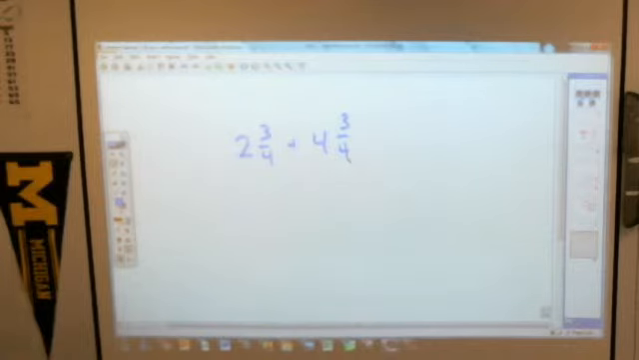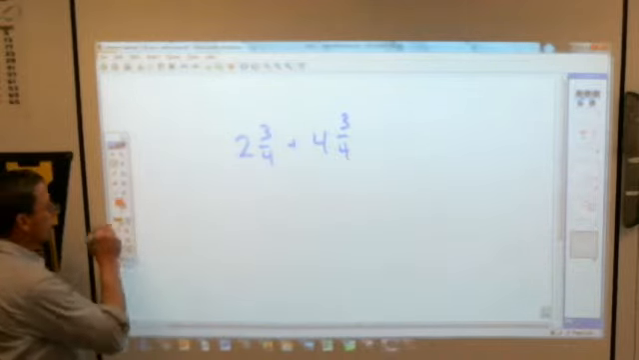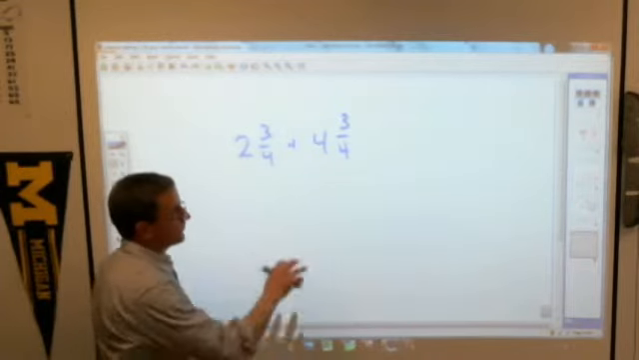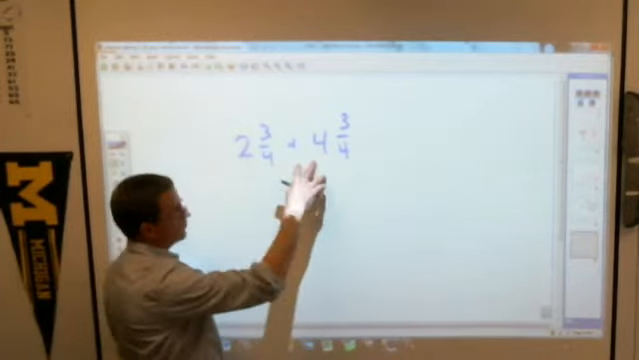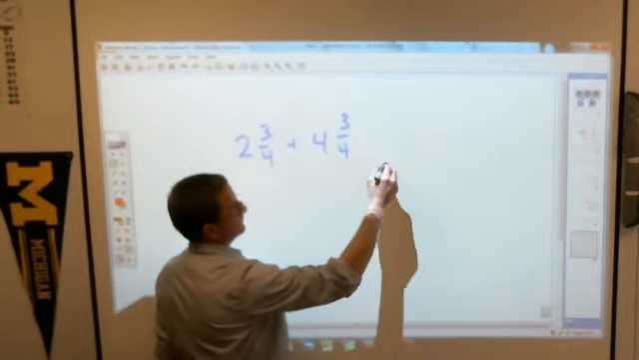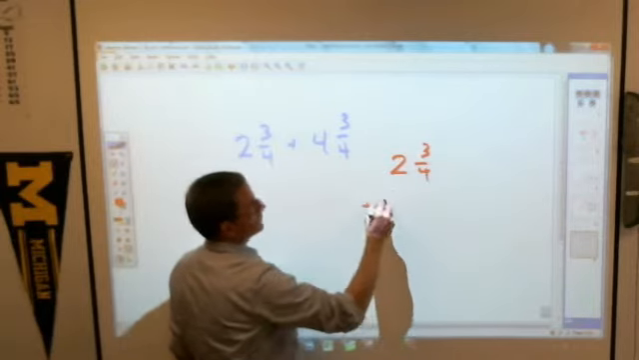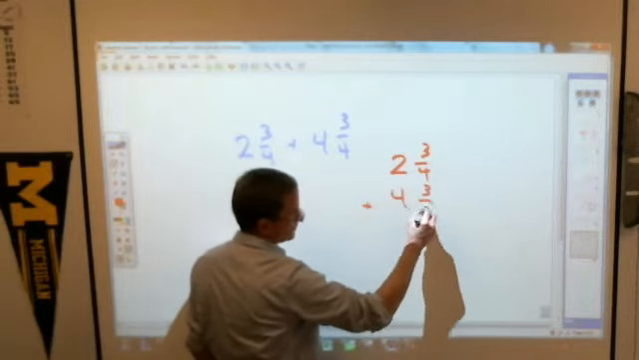Did we come up with an answer? Yes. What'd you get? 7.5. Well, let's take a look and see. Now, if this problem appears in your book, you don't have to write it like this, but you certainly have to do this. Start off with this. Don't skip any steps. 2 3/4 plus 4 3/4.